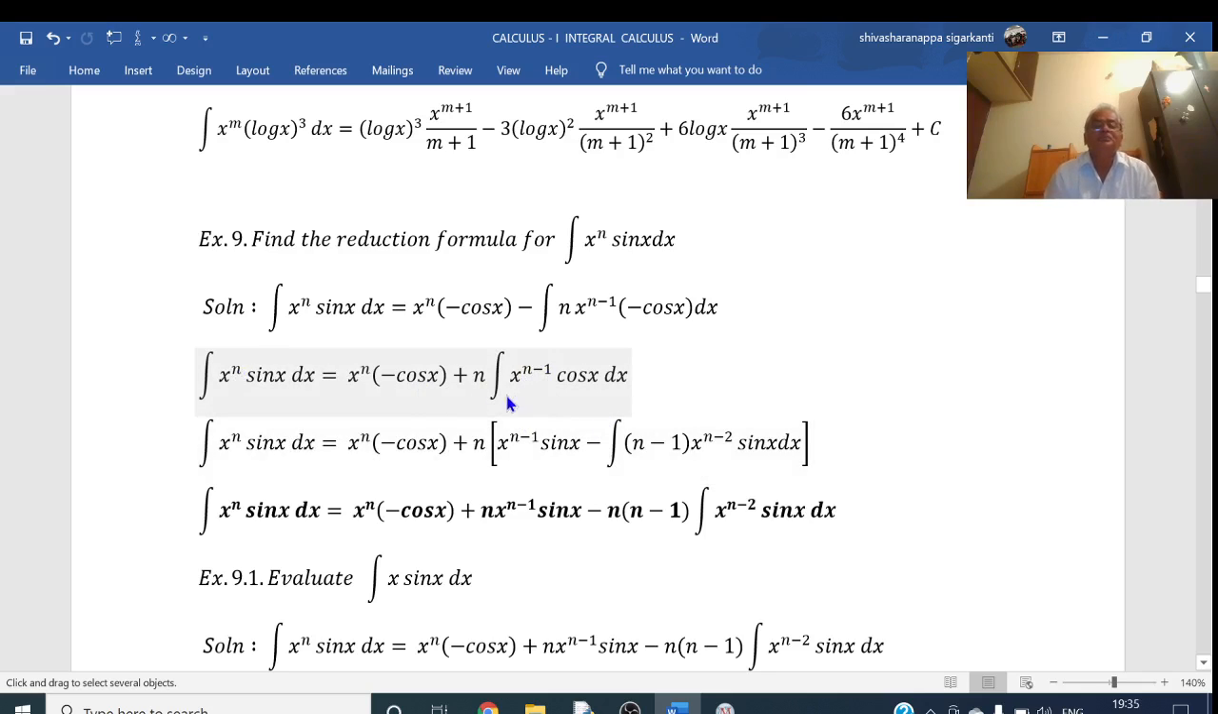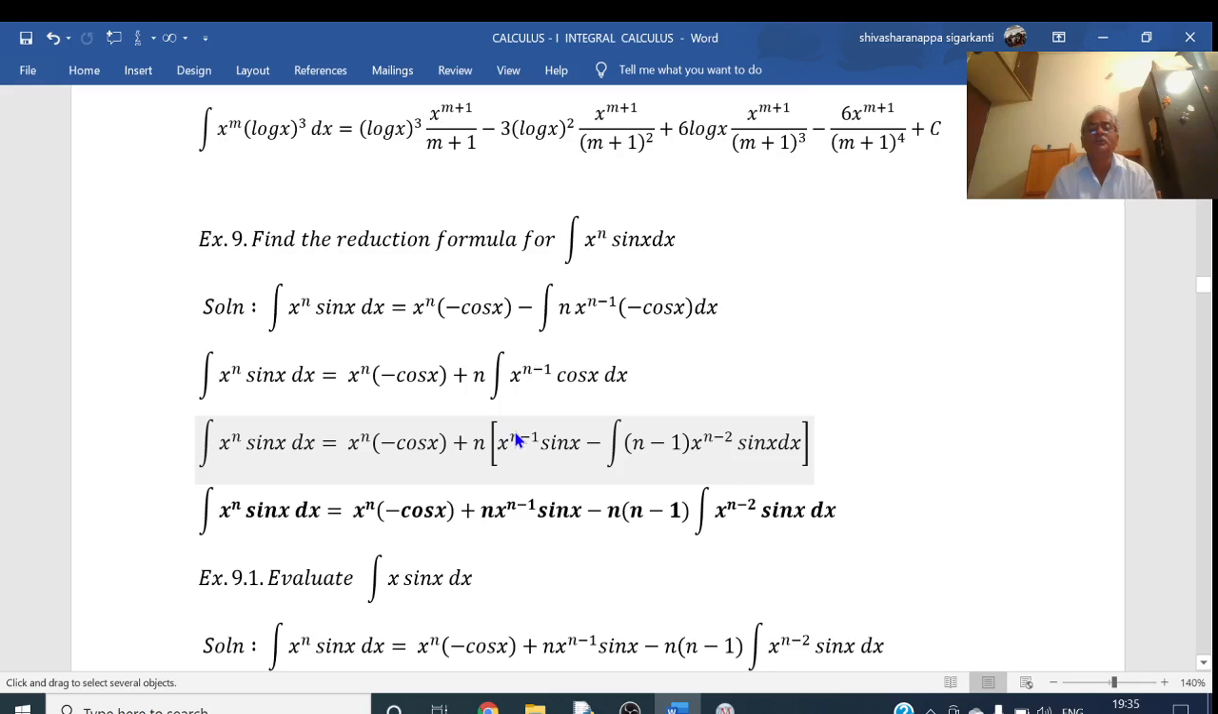But in this case, what is happening is I am getting this cos x. My function is x power of n into sin x. I need the similar function here, that is x power of something into sin only. So what I do here is, again, I will integrate this by parts. That is x power of n into minus cos x as it is, plus n, taking x raised to n minus 1 as the first function and cos x as the second function.